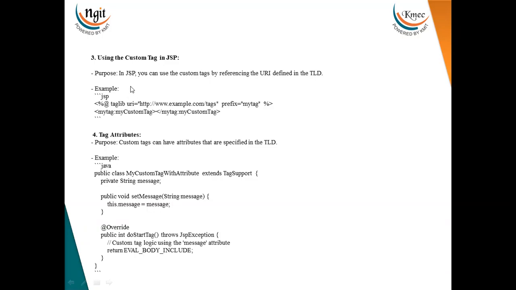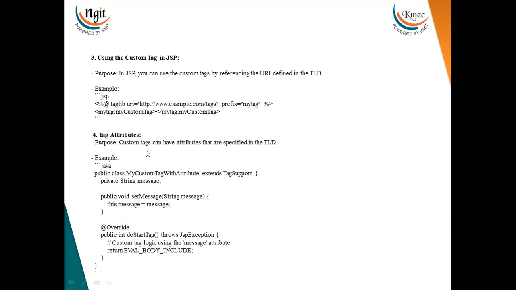Using this custom tag in JSP: how are we going to use this in JSP? We use the custom tags by referencing the URI that has been defined in the TLD. Where we have included our custom tag, for that URI we need to give some prefix. Okay, prefix:myCustomTag, use that custom tag.